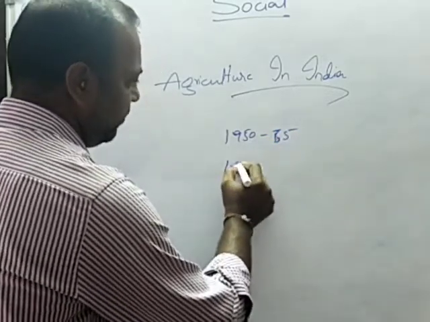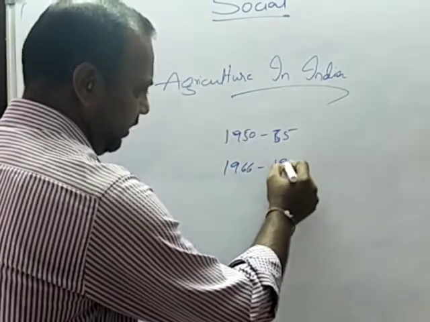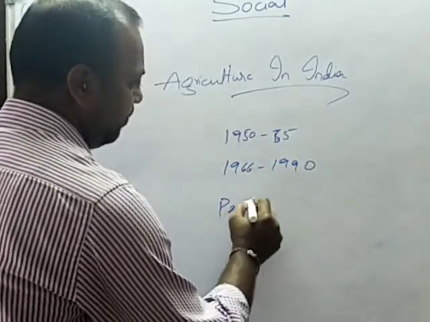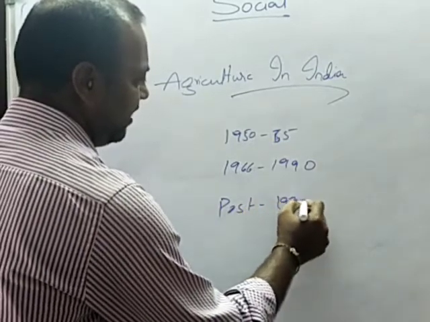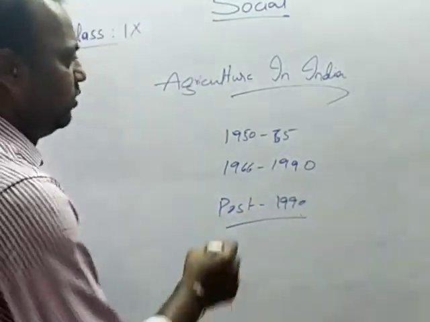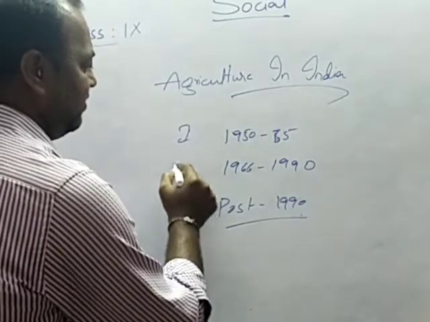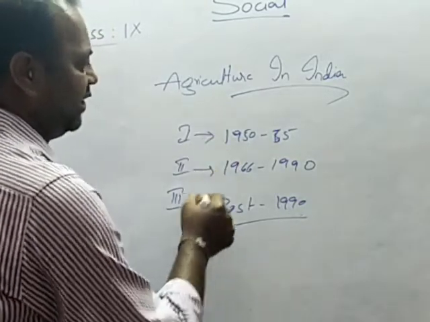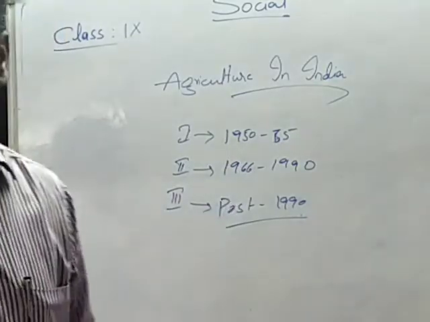The second phase is between 1966 to 1990, and the third is post 1990, which means after 1990. This is the first phase, this is the second phase, and this is the third phase. In order to understand the development of agriculture, we need to study these 3 phases.